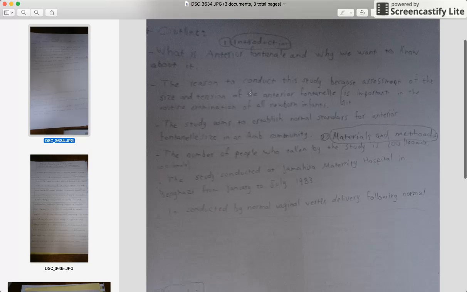The reason to conduct this study was to assess the size, and tension, well, not the tension, but the size of the anterior fontanelle. It is important to examine newborns and infants. Why is it important? You need to answer these questions. Okay, the study aims to establish normal standards for anterior fontanelle in the Arab community. Okay, so this is the first time you've said Arab. So why are you measuring Arab? Yeah, it does say that in the introduction. So you're missing that information in the introduction in your outline.